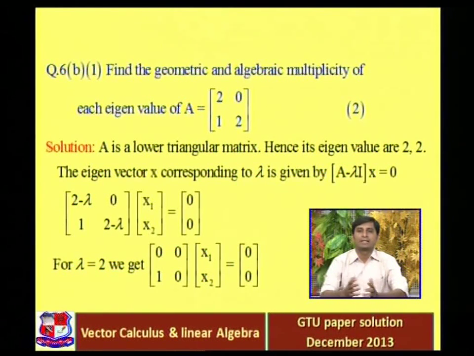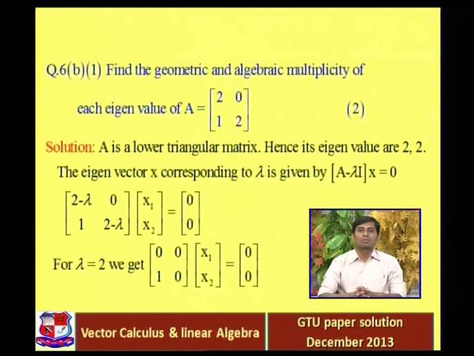So clearly the algebraic multiplicity depends upon how many times the eigenvalue occurs as an eigenvalue, and the geometric multiplicity depends upon the number of eigenvectors corresponding to that eigenvalue. That is the difference between geometric and algebraic multiplicity. Now you can see here we have only one eigenvalue, which is 2, and 2 occurs 2 times as an eigenvalue, correct? So clearly the algebraic multiplicity of eigenvalue 2 is equal to 2, okay?